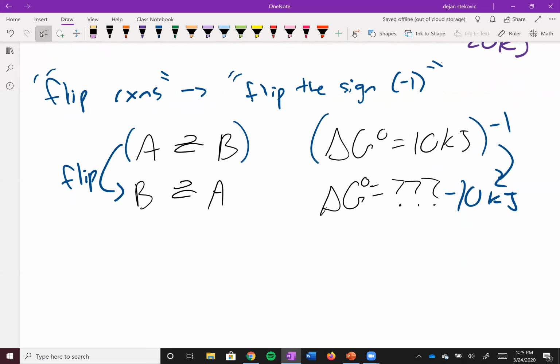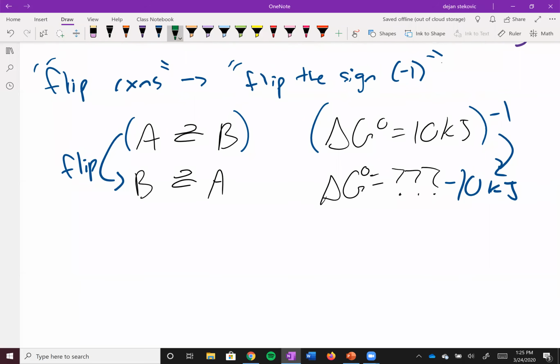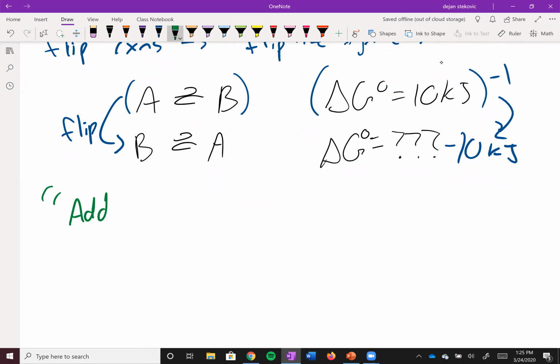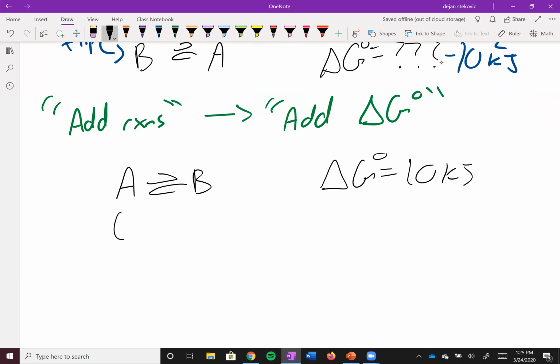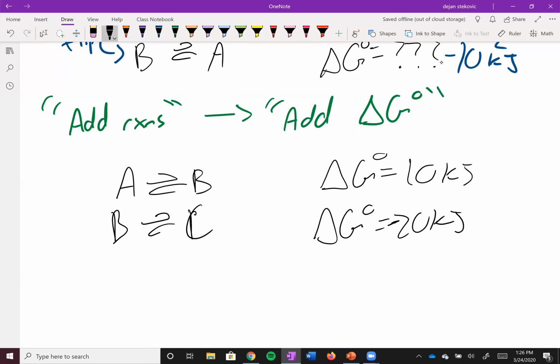Cool. And then the final rule is add reactions. You have to add delta G's. So for example, if you have A to B, this delta G is equal to, let's say, 10 kilojoules, and then you have B to C. This delta G, let's go with -20 kilojoules.